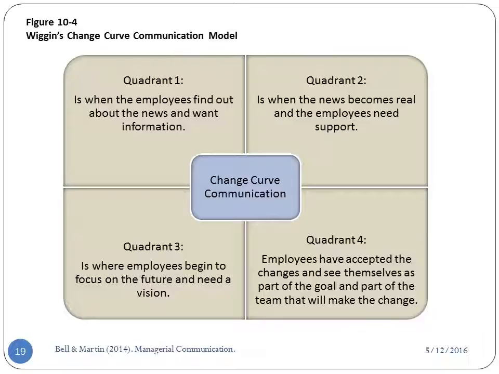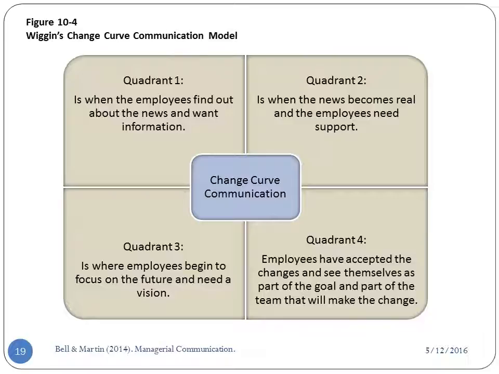In quadrant 2 is when the news becomes real and the employees need support to actually make the changes. They need training. They need to be able to trust their managers so they can actually go through this and learn whatever it is you want to change. Quadrant 3 is where the employees begin to focus on the future. It's where they begin to really see the vision of the original change. They've bought into it, and they're going, okay, I see where this is going. I see why this is necessary.